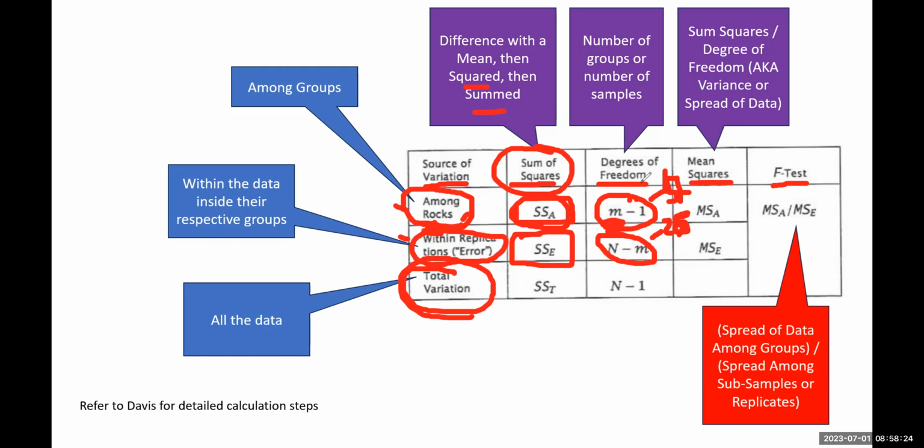Okay. And then for the mean squares, you just divide the sum of squares by the degrees of freedom. And then for the F-test, you just divide the variance among the rocks by the variance within the replicates. Okay.